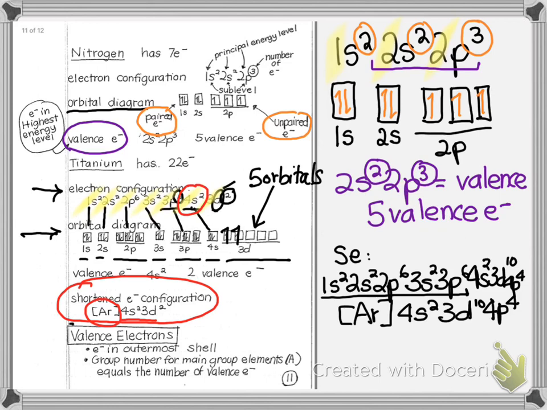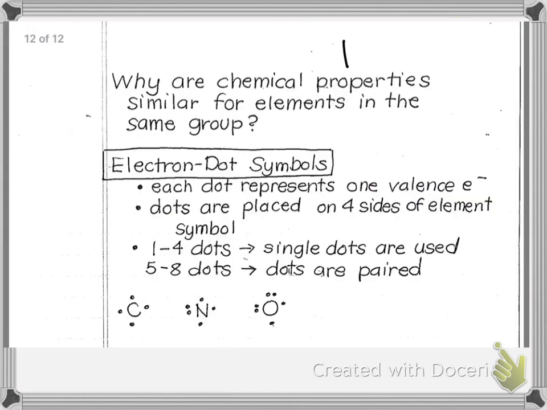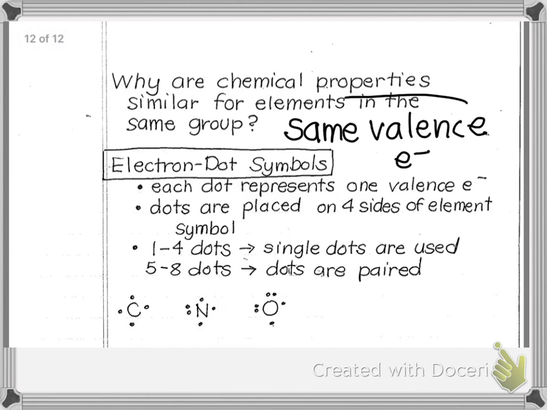And here, I've mentioned this about valence electrons, but there it is again in words. Remember, these are the outer shell electrons. So a question I always like you to be thinking about is, why are chemical properties similar for elements in the same group? It has to do with their outermost electrons. Elements in the same group have the same valence electrons.